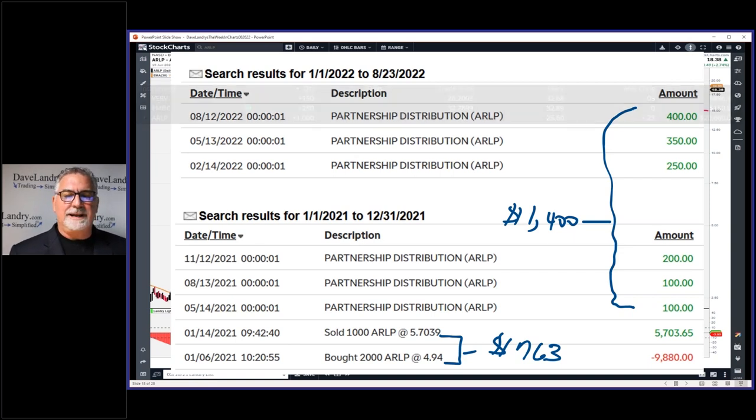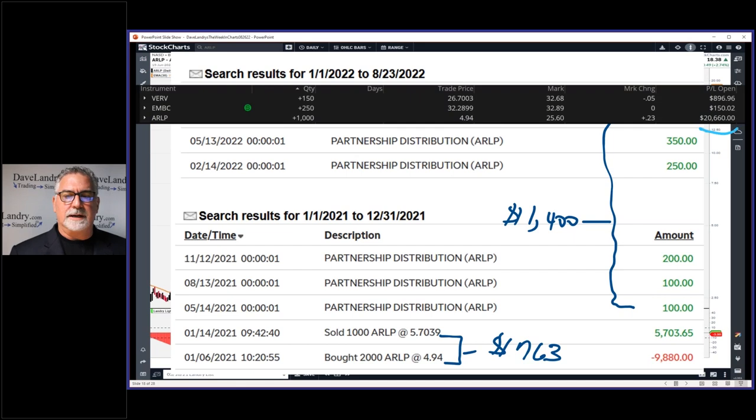But hopefully, it'll continue, keep on keeping on. There it is right there. So I took a snapshot yesterday around midday. It was at 2560. And you can see I did get in slightly higher at 494. Okay. And I had 20,660 open profits.